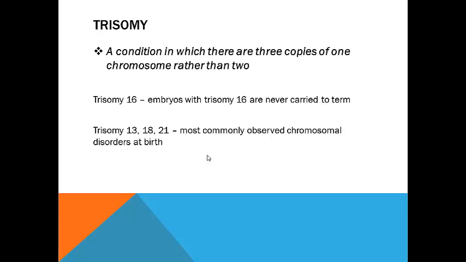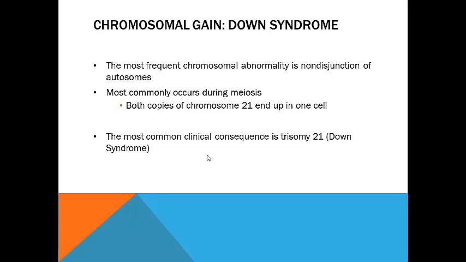Among those children who survive these genetic missteps, intellectual disability, unusual facial appearances, and various congenital malformations are common. Let's look at chromosomal gain. One example would be Down syndrome. The most frequent chromosomal abnormality is non-disjunction of autosomes, which most commonly occurs during meiosis.